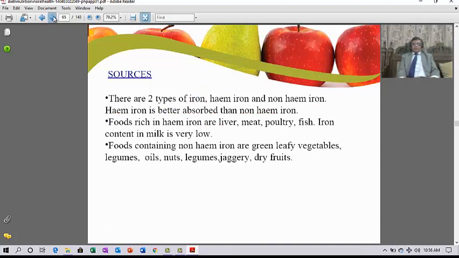Sources: there are two types of iron. One is heme iron and the second is non-heme iron. Heme iron is better absorbed than non-heme iron. Foods rich in heme iron are liver, meat, poultry, fish. Iron content in milk is very low. Milk is almost a balanced diet, but it is deficient in iron. Foods containing non-heme iron are green leafy vegetables, legumes, oils, nuts, dry fruits. So the animal sources are rich in heme iron, while the plant sources, which include green leafy vegetables like spinach, are rich in non-heme iron.